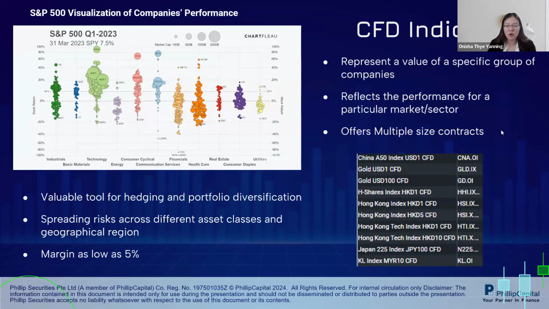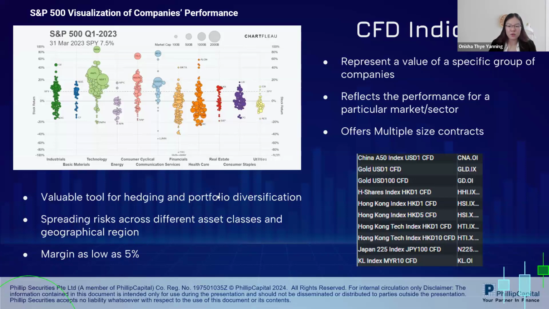Okay. So here we also offer multiple contract sizes, similarly to the FX just now. So these indices are a valuable tool for hedging and portfolio diversification, correct? Let's say, for example, you want exposure to the underlying, but you don't really want to own it. You can buy through CFD. It's quite different from Vanguard and other futures that you would be buying. You can spread the risk across different asset classes and geographical regions, and the margin is also quite low, as low as 5%.